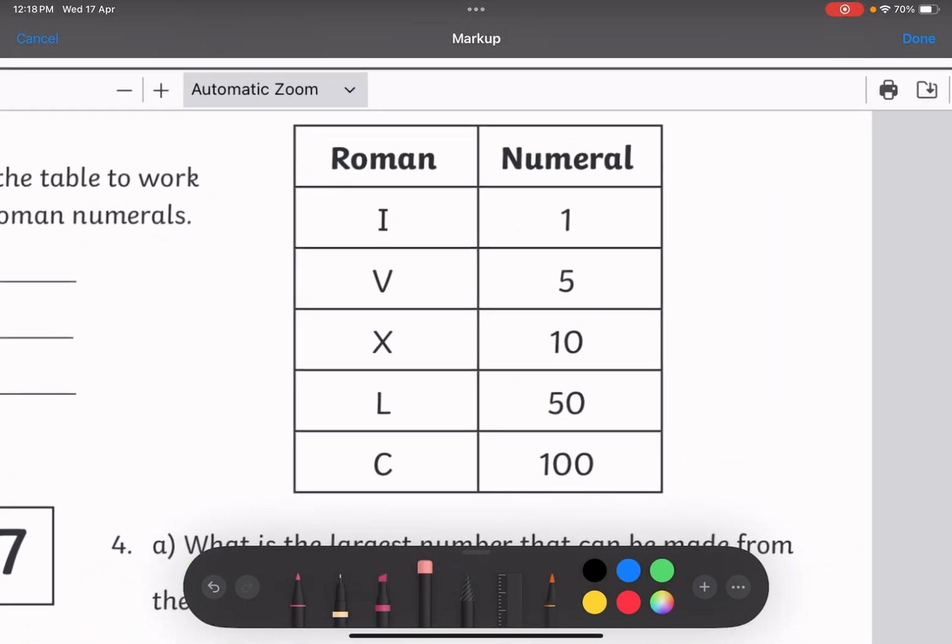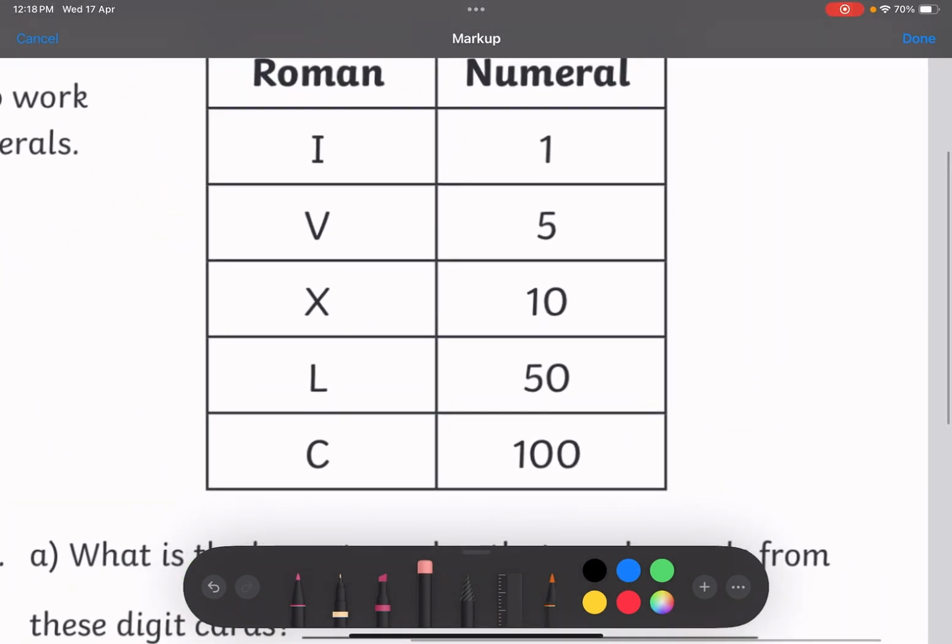Okay, so you learned that IC would be 99, then 98, 97. Roman numerals don't really have a number for anything pretty much. But actually, I'm not sure if this is a thing, but I think it's a thing, XC.